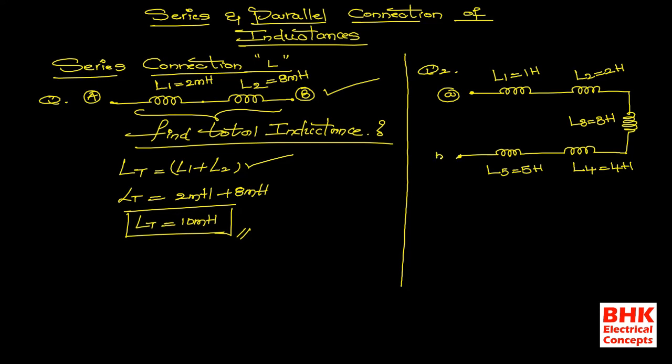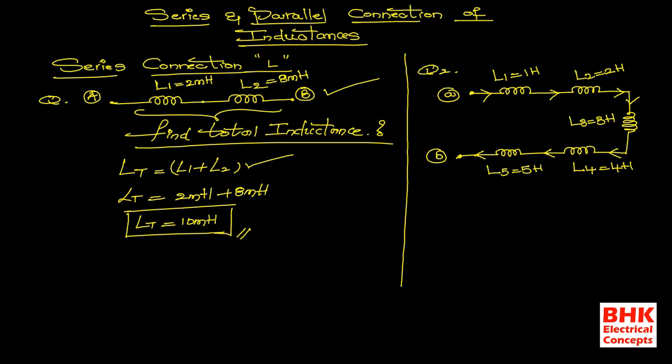How can we identify the series connection exactly? I will give you one hint. When current flows in a series connection, the current is always the same. For example, the current flows like this, and its direction is always the same, without any interruption. From this point to this point, the current flows directly, which is possible only in a complete series circuit.